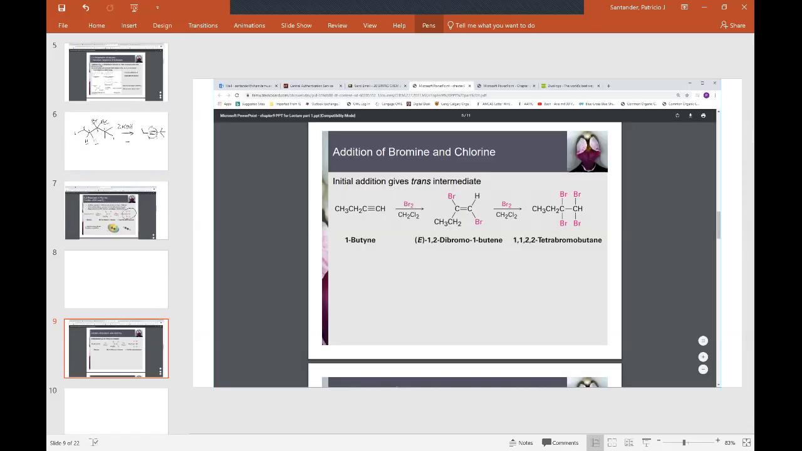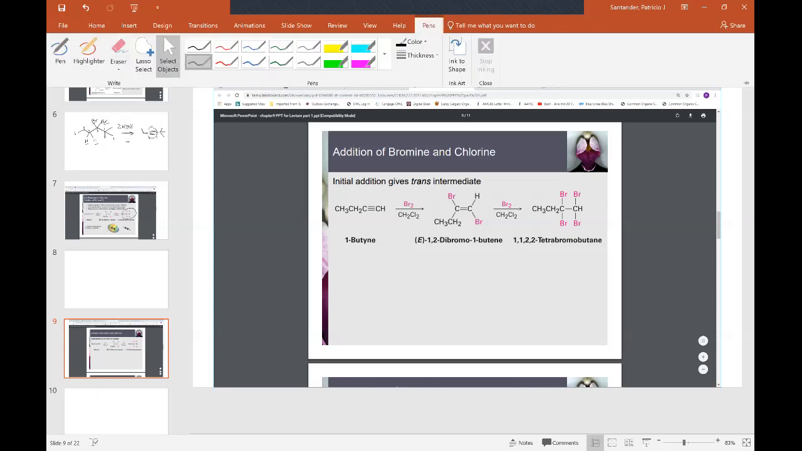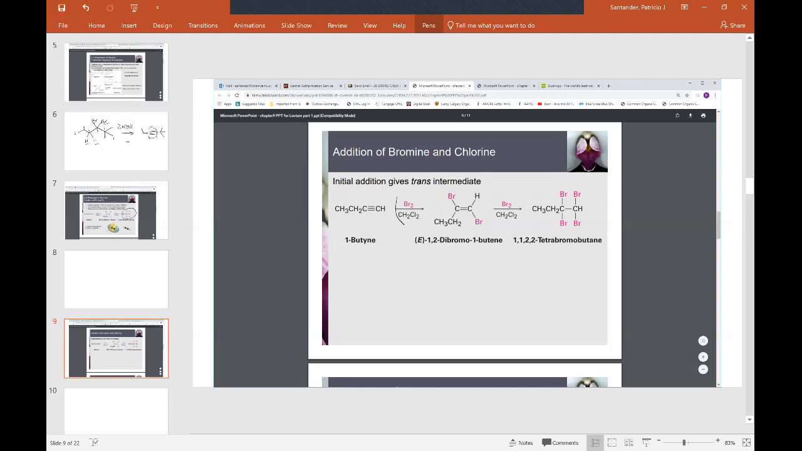Then we have the addition of bromine or chlorine to a triple bond. If you have enough bromine, you can go through one addition of bromine and then through a second addition of bromine, and the product that you will obtain will be a dihalo compound. So we end up with the tetrabrominated compound.